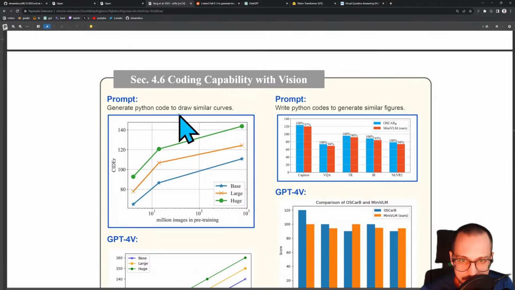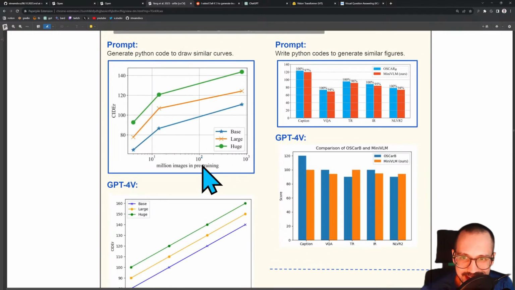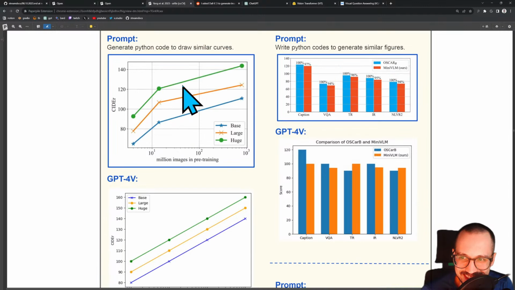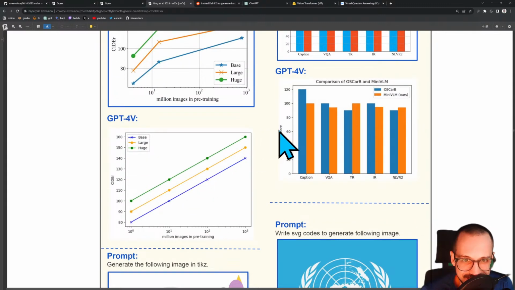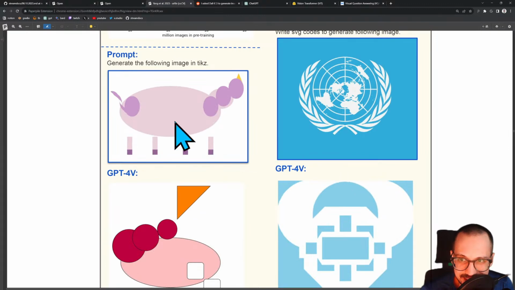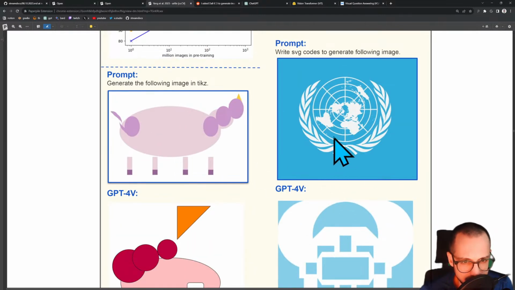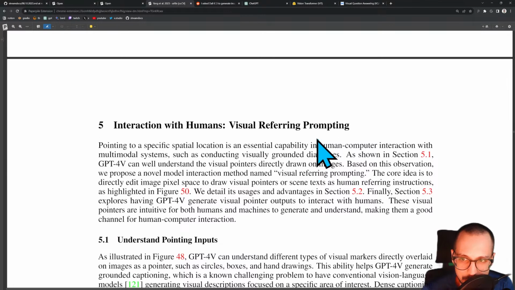Generate Python code. Dude, what? Look at that. Holy shit. It doesn't get the numbers right, but that's still super impressive. Yeah, these aren't exactly correct, but they're pretty close. Interesting here that it doesn't get the exact shade of blue correct. So its color isn't quite on point.